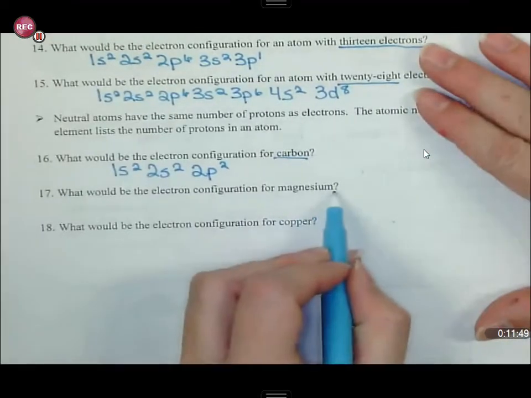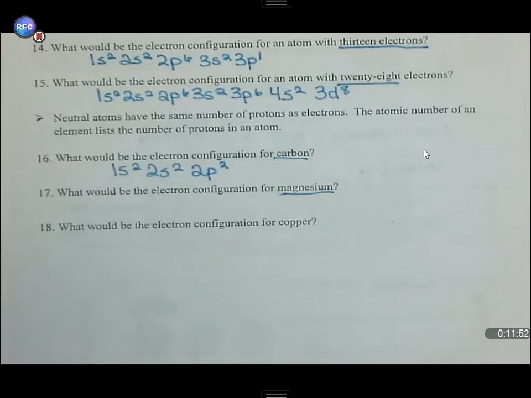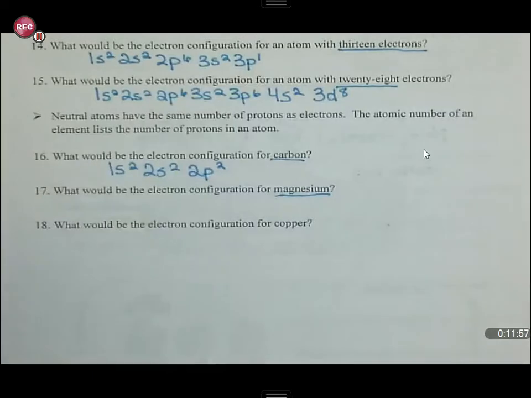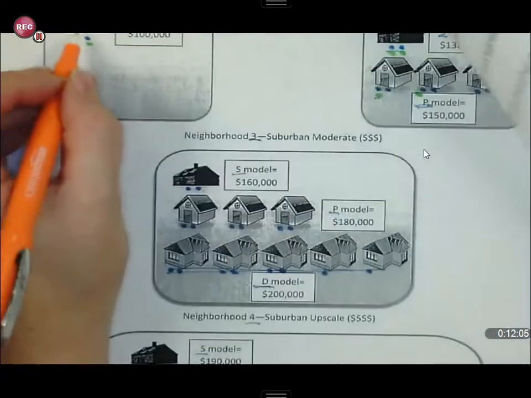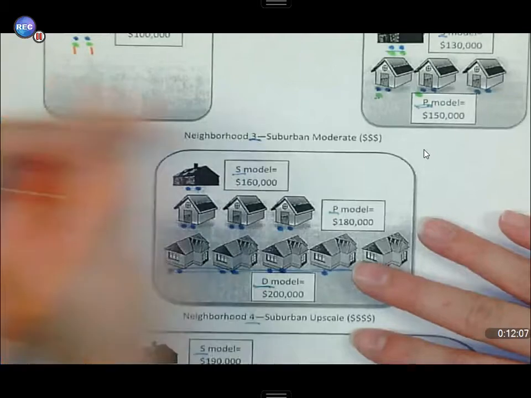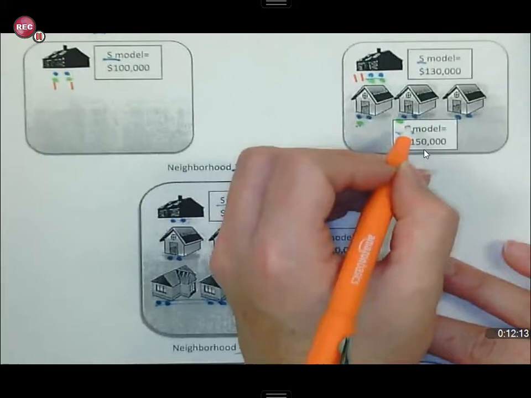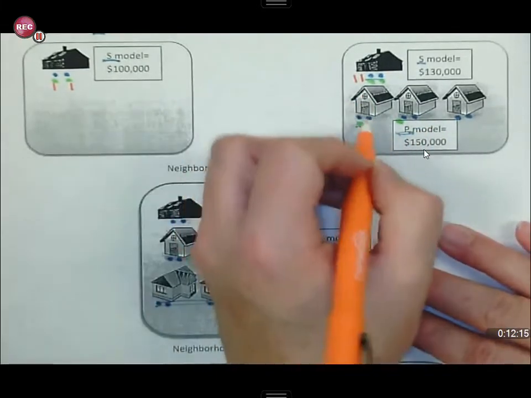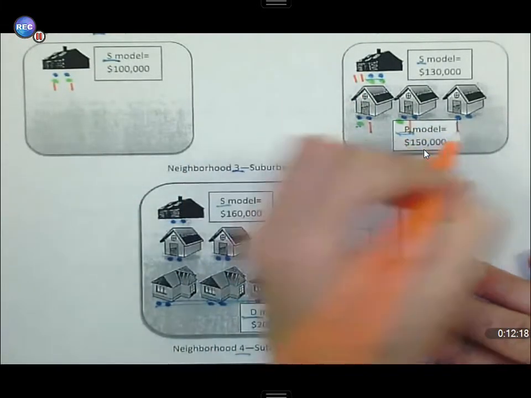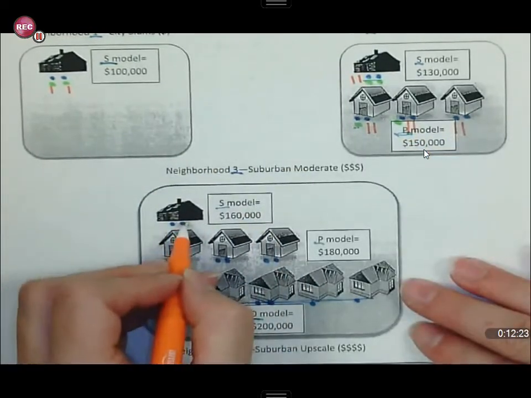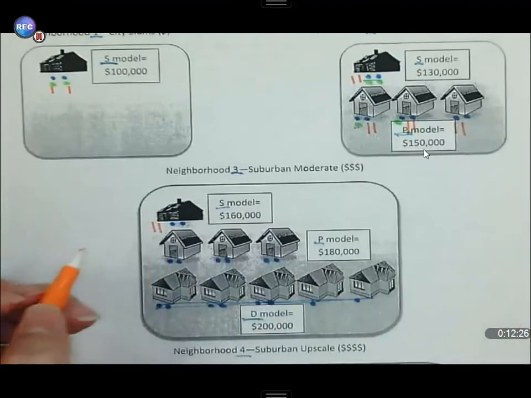What would be the electron configuration for magnesium? Magnesium, right here, it's 12. So we're going to have to do 12 electrons. Okay, so I'm going to do orange this time on my little houses, okay? So I got to do 12. So 1, 2, 3, 4. Remember, each of these has to have an occupant before we can double up. 1, 2, 3, 4, 5, 6, 7, 8, 9, 10. And then we go down here, 11, 12.